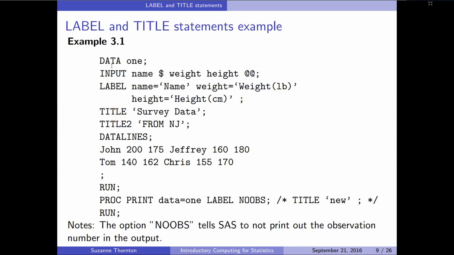Here is a simple example about the label and title statements. For our data set, we input three different variables: name, weight, and height. We use the label statement to give a label to the variable name, weight in pounds to the variable weight, and height in centimeters to the variable height. We also created two different titles. The first title is Survey Data. The second one is From New Jersey, and we can create title3, etc. Also note the noobs option here tells the SAS software not to print the observation numbers in the output.